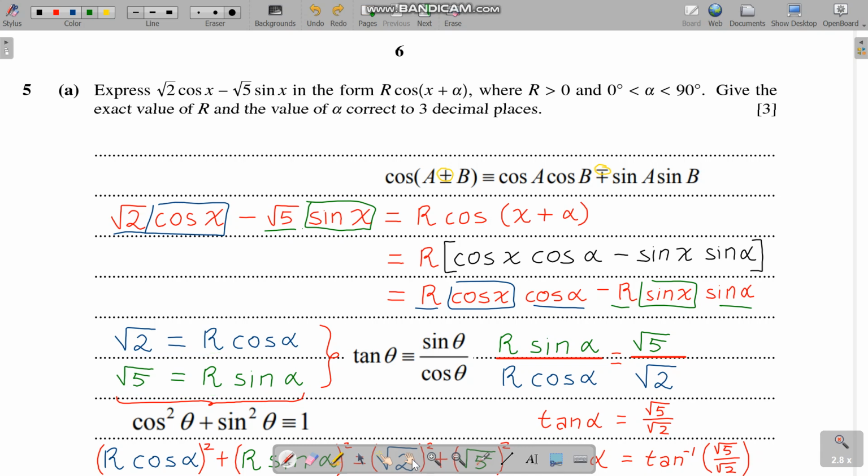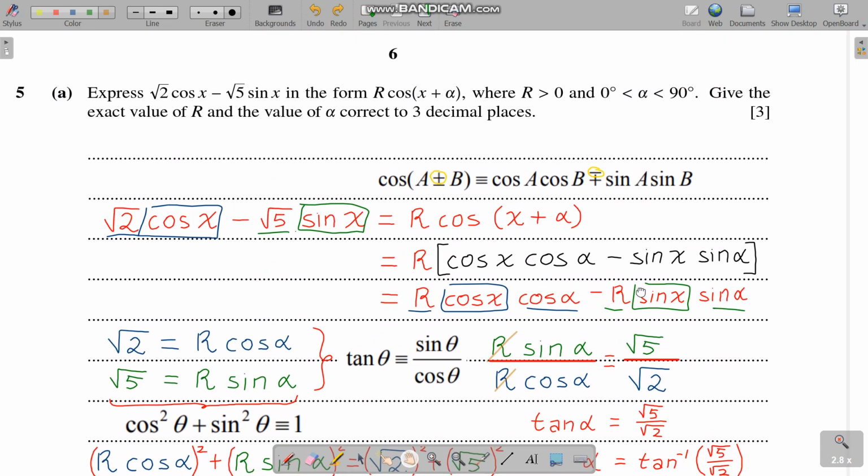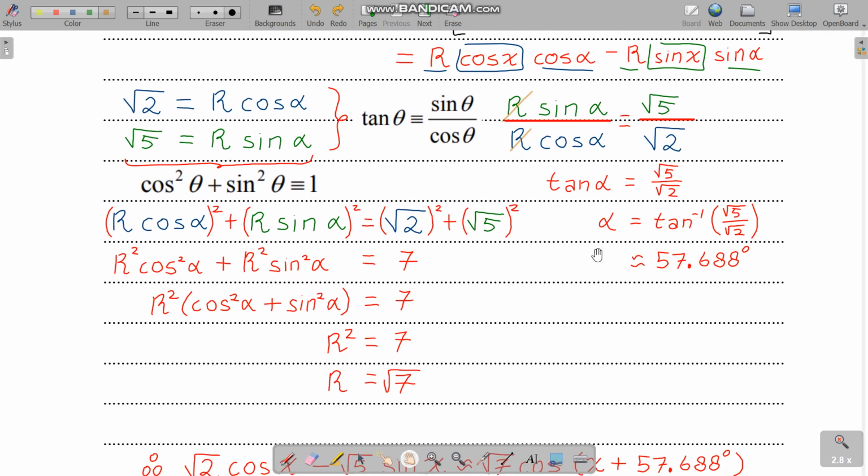So now we use the fact that tangent equals sine over cos in the MF19. Since tangent equals sine over cos, we just divide these equations. So r sine divided by r cos, the r cancels out. Sine over cos is tangent. So we use inverse tangent. We get the angle in degrees, 3 decimal places. Yes, 3 decimal places.